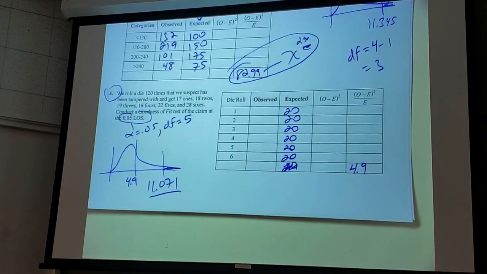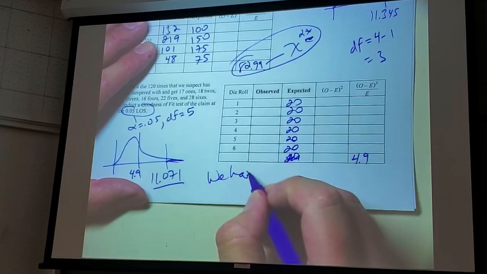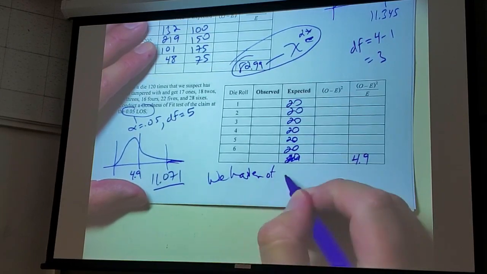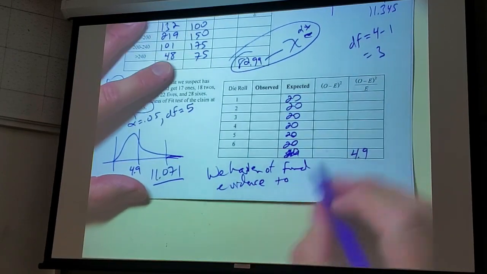I literally forgot what this problem was. Oh yeah. We haven't found evidence to reject the claim that the die hasn't been tampered with. And I would accept this. We have not found evidence to say the die has been tampered with.